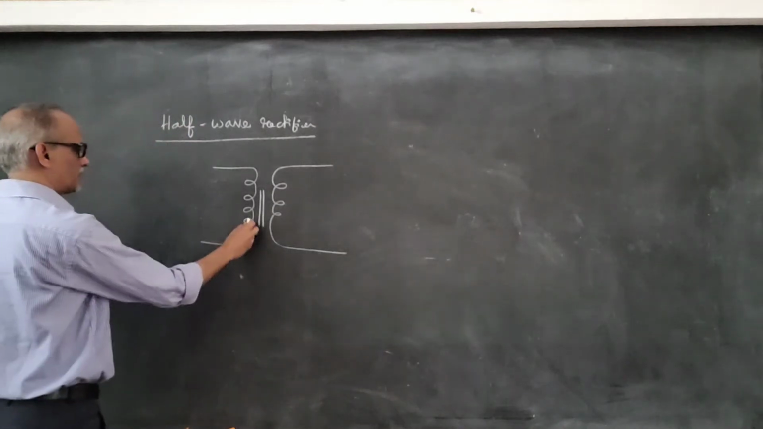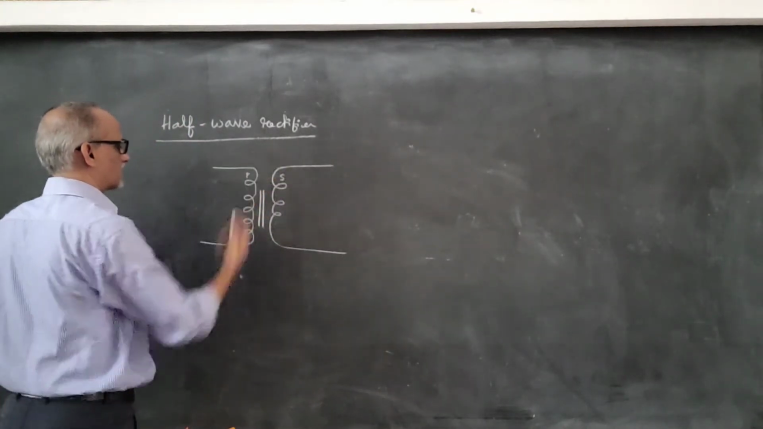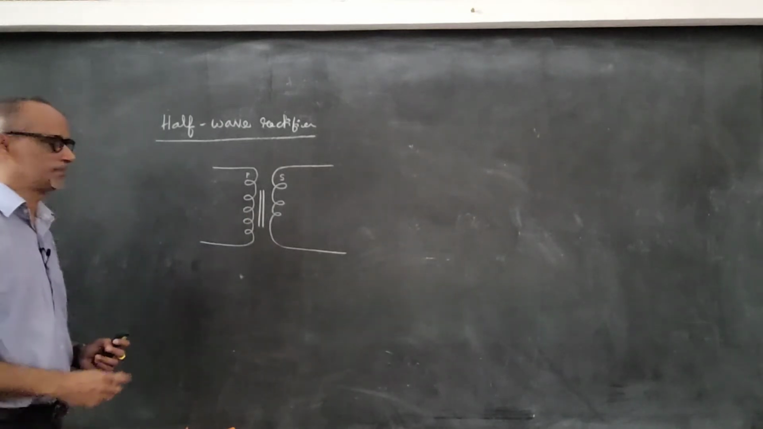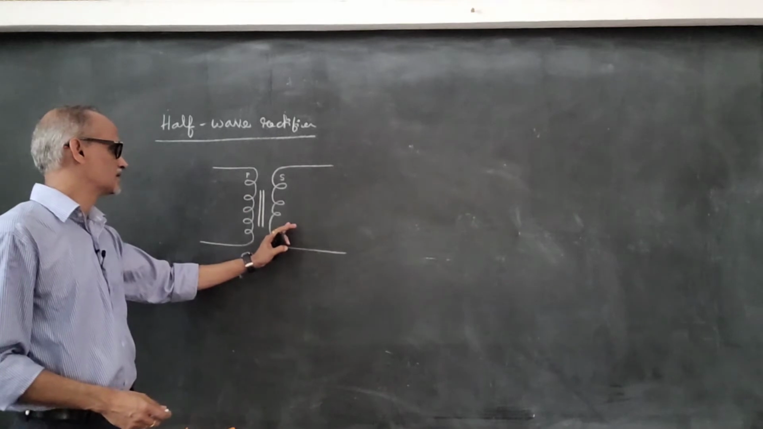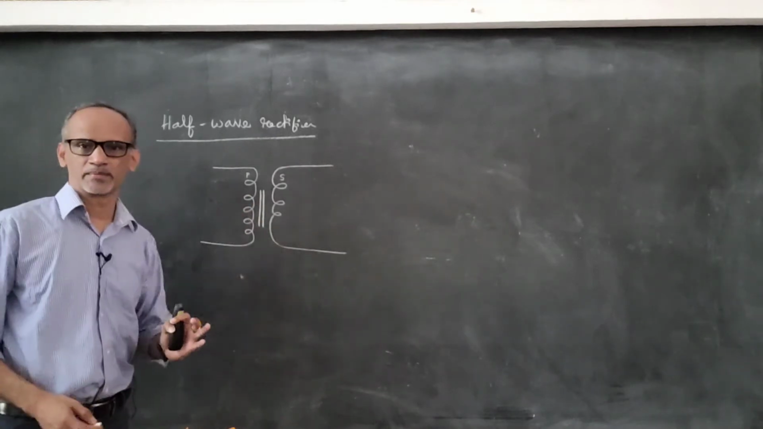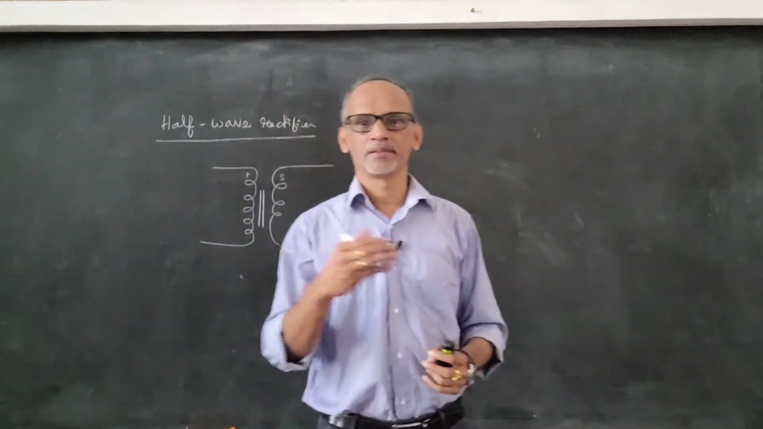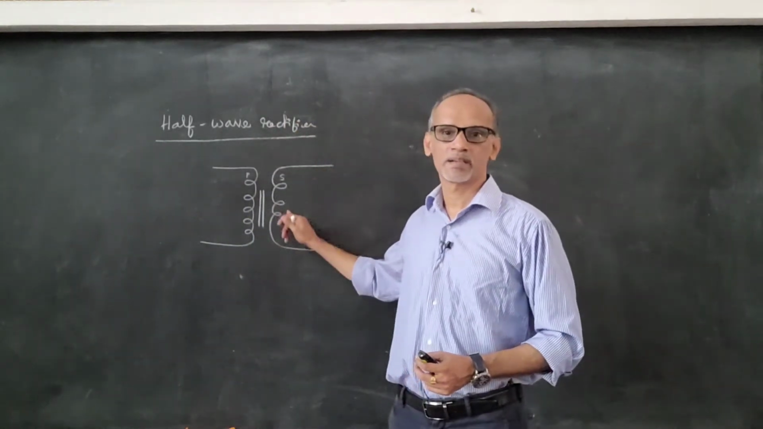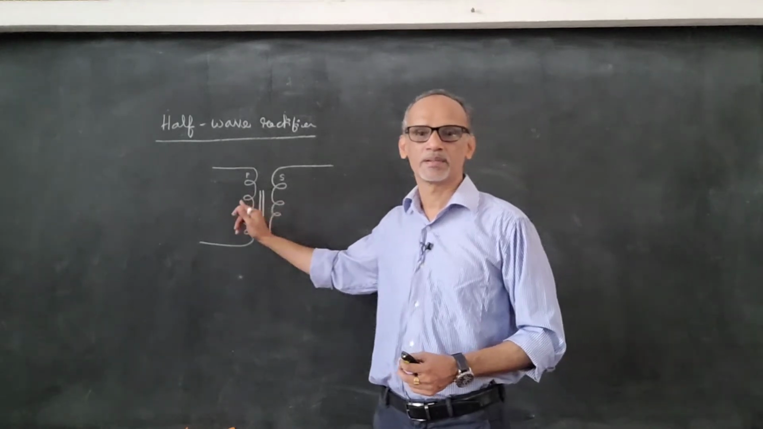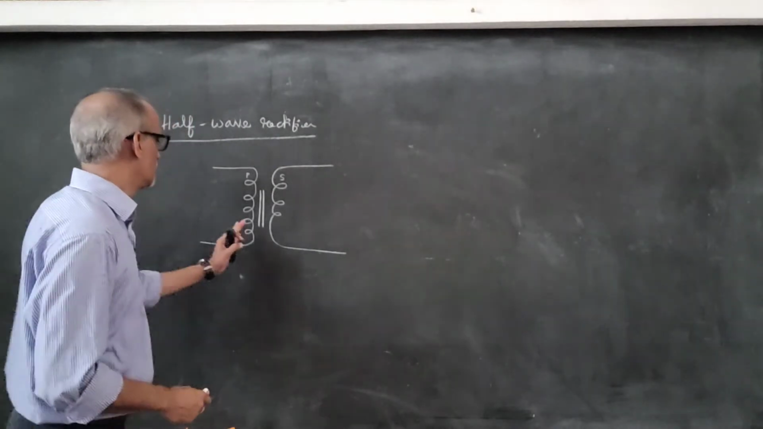So this is the primary of the transformer. This is the secondary of the transformer. When you draw the diagram, make sure that the number of turns in the secondary is lesser than the number of turns in the primary, because the type of transformer that we are using is a step down transformer, and in a step down transformer the number of turns in the secondary should be less compared to the number of turns in the primary.